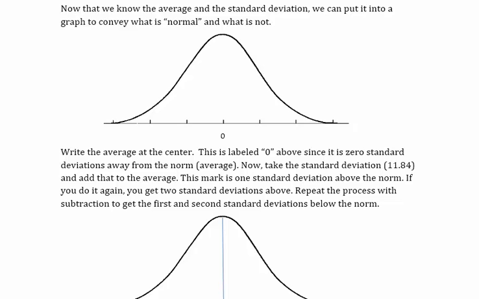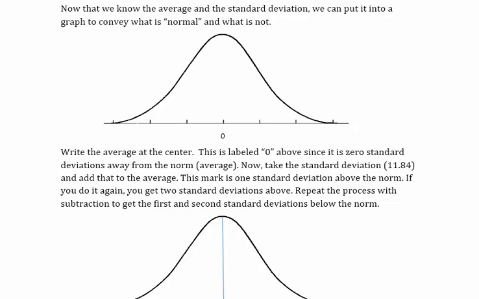Write the average at the center and label this 0, since it is 0 standard deviations away from the mean, or the average, and that's what we've already got right there. Now take the standard deviation, 11.84, and add it to that average. This mark is 1 standard deviation above the norm. If you do it again, you get 2 standard deviations above the norm. Repeat this process with subtraction to get the left side as well.